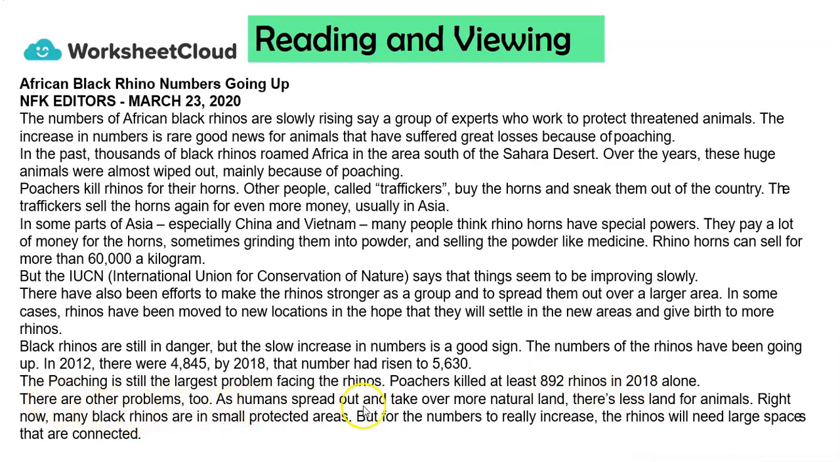As humans spread out, they take over more natural land. There's less land for animals. Right now, the black rhinos are in small protected areas. But for the numbers to really increase, the rhinos will need large spaces that are connected.